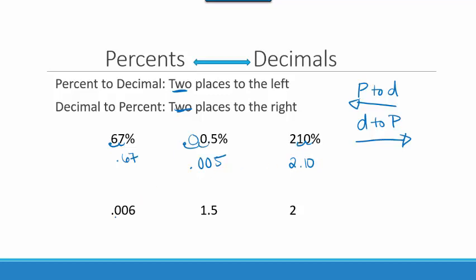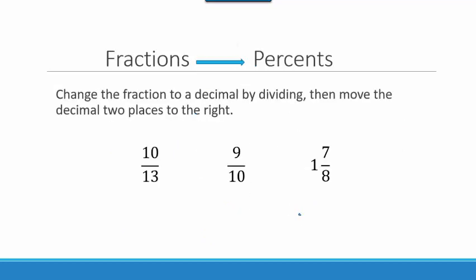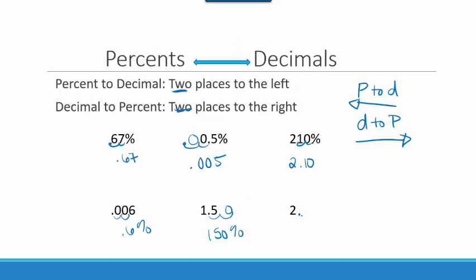Now, if I already have a decimal and I'm trying to go to a percentage, again, think about what direction. You're going to move two places to the right. So this would be 0.6%. Make sure you put your percent symbol. We're going to move it two places again to the right, fill in your hole. So this is going to be 150%. And if you already have a whole number, its decimal is down here at the end. Then we're going to move it two places to the right and fill in those holes. So this would be 200%.